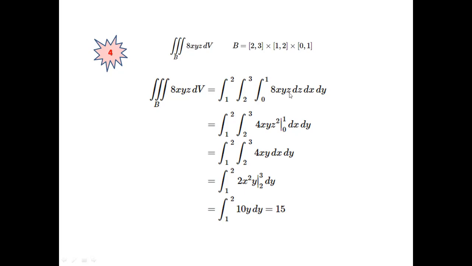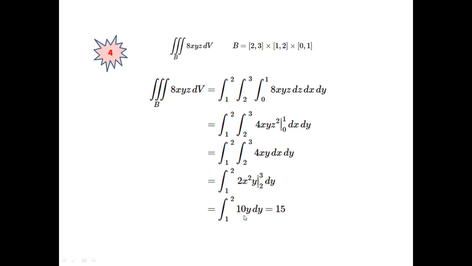So if you use the power rule here, that would be z squared over 2. That would give you 4xyz squared. Then you just substitute the limit 0 to 1. 0 will automatically give a 0 answer. So your answer here would be 4xy. Next, you integrate in terms of x. So x squared over 2, so that would be 2x squared y. Substitute the limits 2 to 3 for the x. That should give you an answer of 10y.